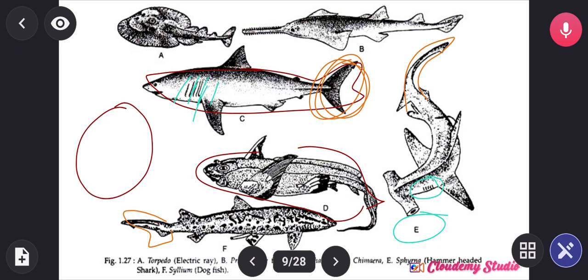So their gill is present in the gill slits. They have up to 6 to 7 gill slits. So the gill is present in the gill slits in chondrichthyes, but the gill is covered with operculum in the osteichthyes, and we have that.